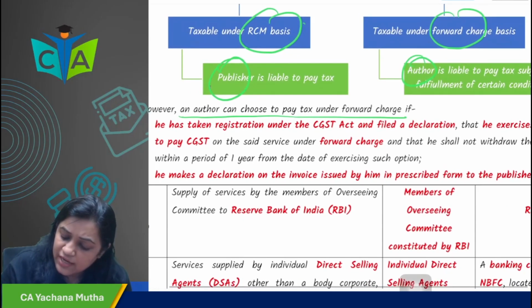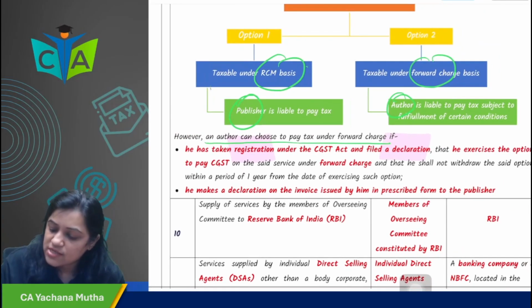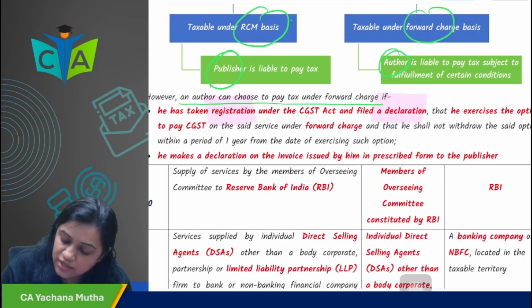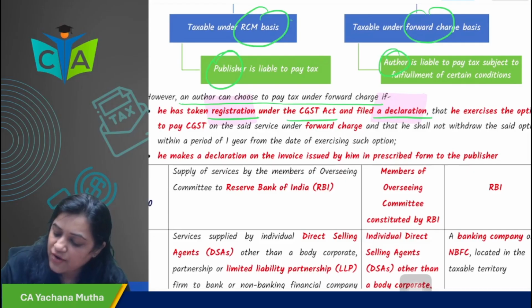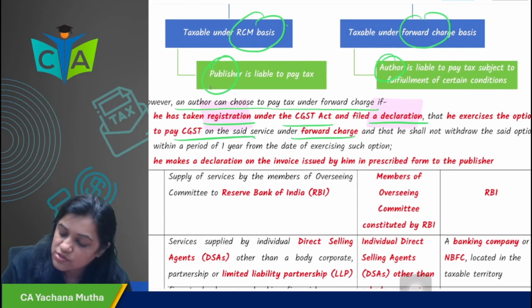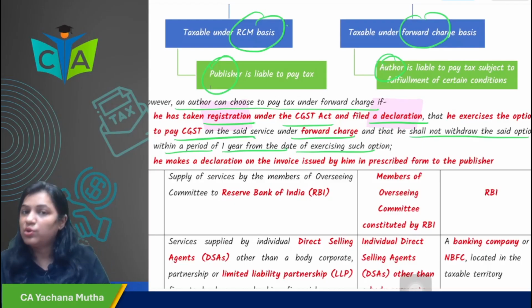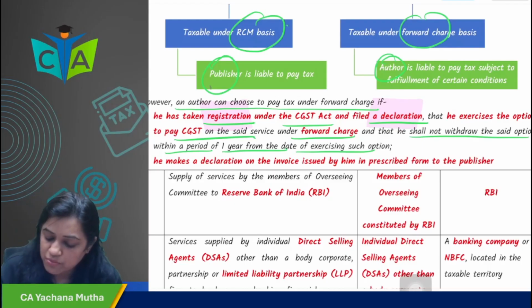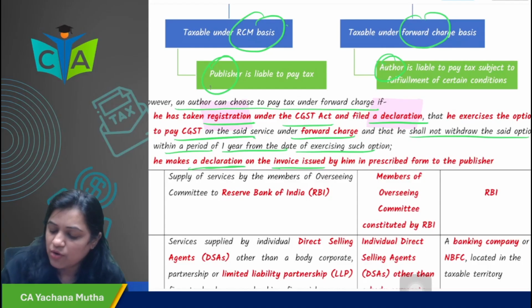He has taken a GST registration and he has filed a declaration. He has taken a registration under the GST Act and he has filed a declaration that he exercises the option to pay GST on the said service under forward charge, and he will not withdraw the option within a period of 1 year from the date of exercising the option, and he makes a declaration on the invoice issued by him in the prescribed form to the publisher.